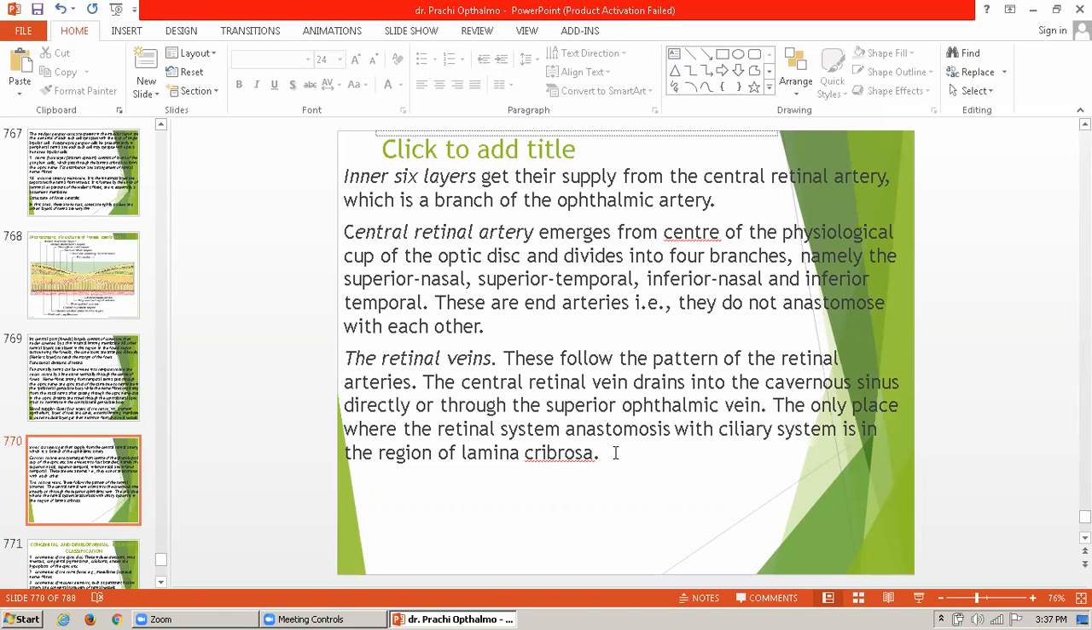So the central retinal vein follows the pattern of the retinal artery. The central retinal vein drains into the cavernous sinus, directly or through the superior ophthalmic vein, and the only place where the retinal system anastomoses with the ciliary system is in the region of the lamina cribrosa.